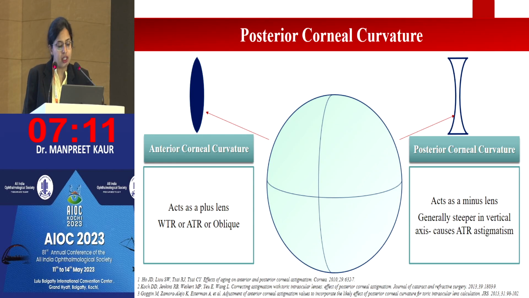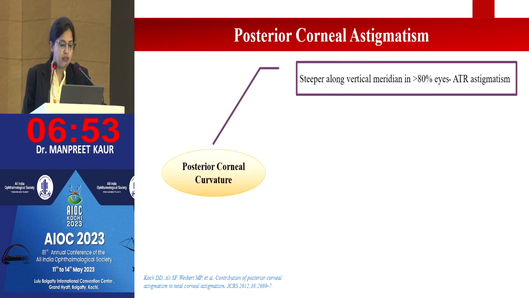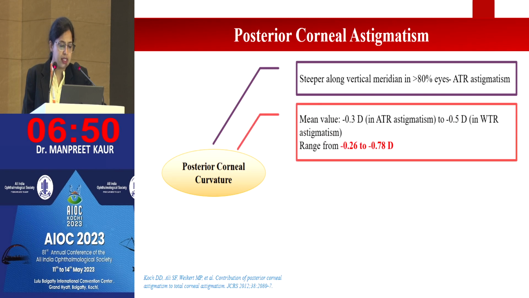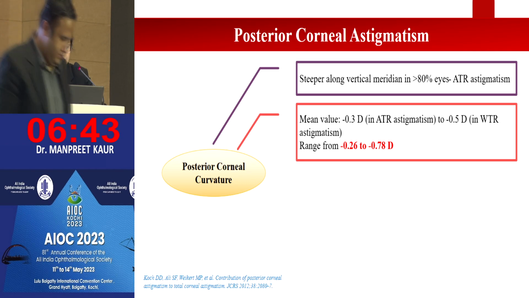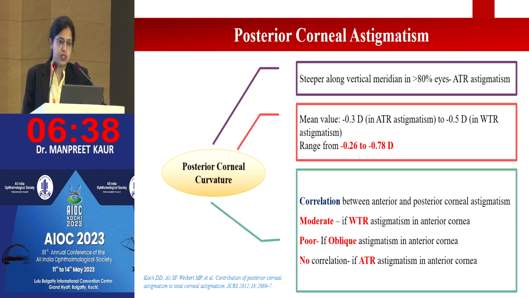So the anterior corneal curvature acts as a plus lens, and may have with the rule, against the rule, or oblique astigmatism, which shifts with age. In contrast, the posterior corneal curvature acts as a minus lens. It is generally steeper in the vertical axis and causes against the rule astigmatism. So it's steeper along the vertical meridian in around 80% of cases. The mean value of against the rule astigmatism induced by the posterior cornea is around 0.3 to 0.5 diopter, ranging from 0.26 to 0.78.